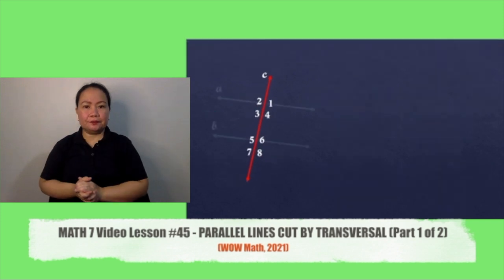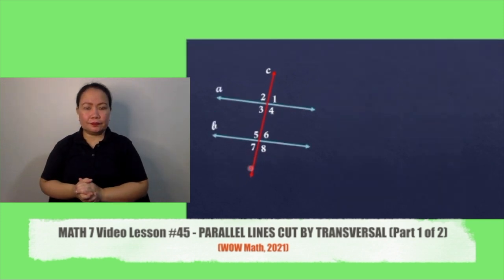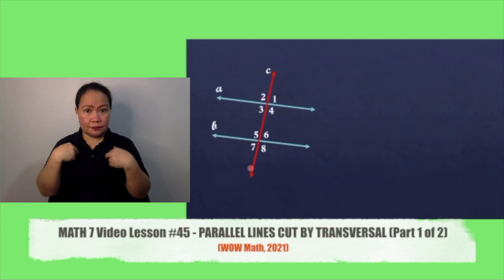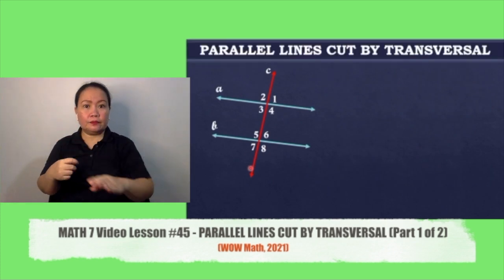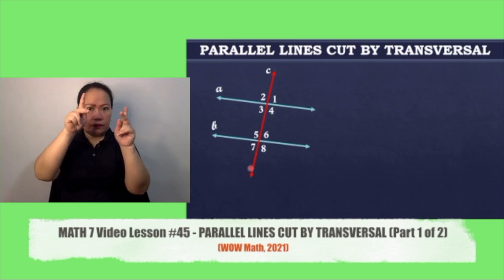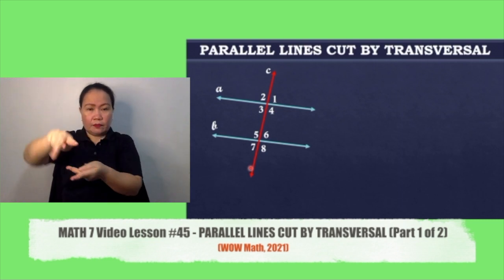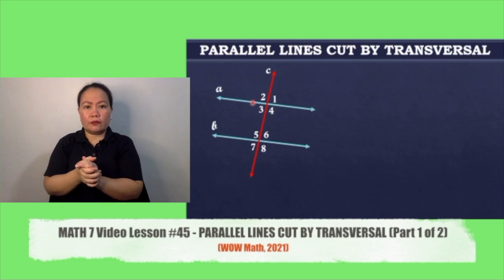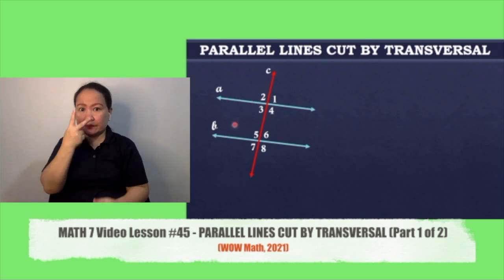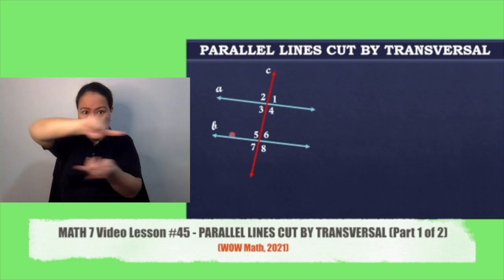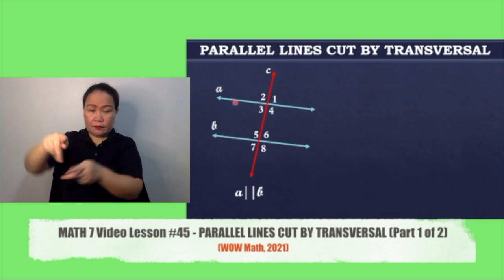Now, okay, so again, we still have the transversal, but as you can see, we already have the parallel line. So, kanina, dun sa previous figure natin, meron lang tayong two coplanar lines. Now, as you can see, yung dalawang lines natin, ito pong dalawang lines natin, ay parallel na.